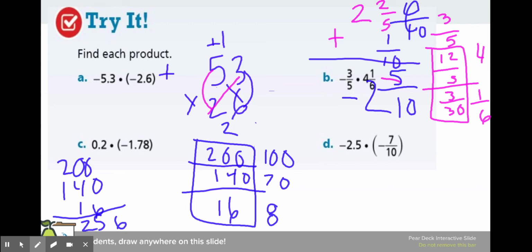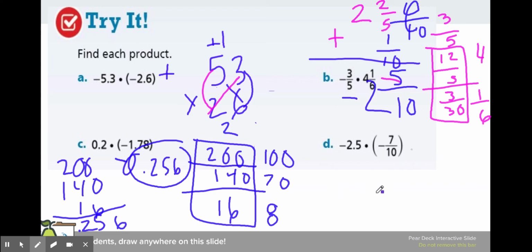And again, I add them all up. I get 256. But again, I have 3 numbers behind the decimal in my problem, so I need 3 numbers behind the decimal in my answer. So I get 0 and 256 thousandths. And actually, that's not even true, because I know I need the negative in front, because a positive times a negative gives me negative. So I get negative 0 and 256 thousandths.